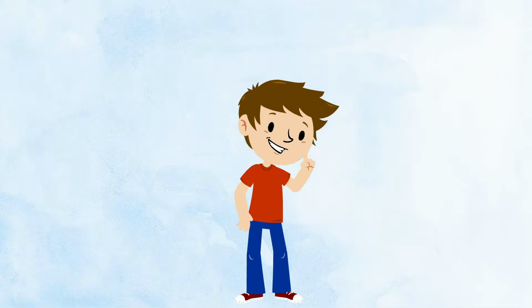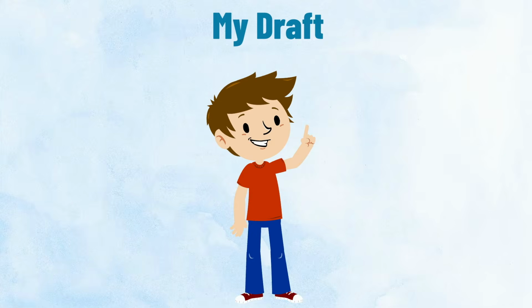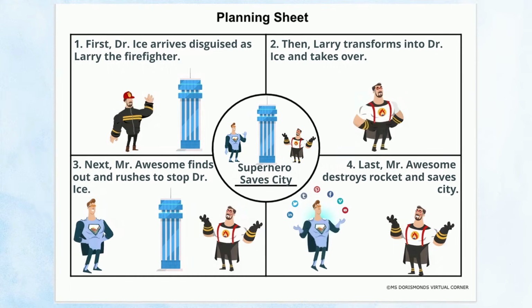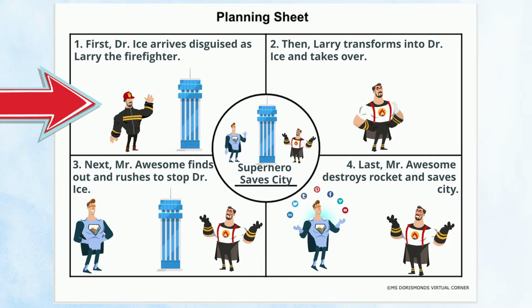Now, I will write the draft to my narrative. Here is the graphic organizer I use to plan my story. I'm going to write about a superhero that saves a city from an evil villain. The first thing that happens is Dr. Ice arriving at Megacropolis Tower disguised as Larry the firefighter.